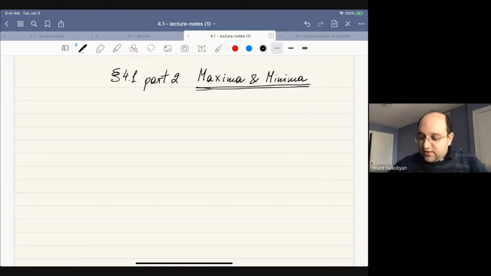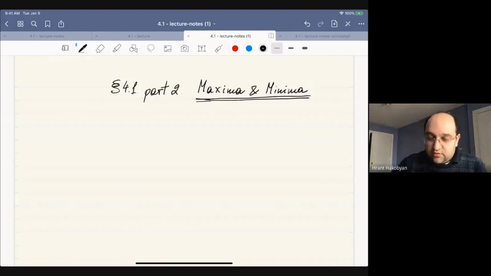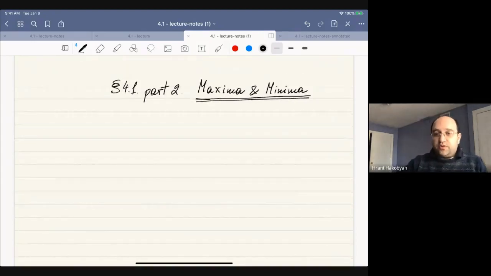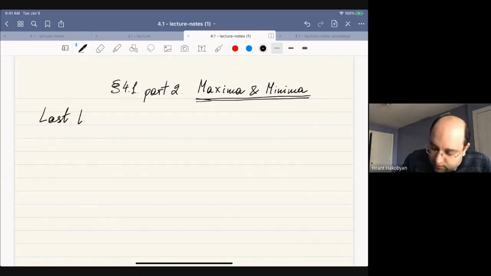Yes, okay. So today we're going to continue with section 4.2. Last time we talked about finding the intervals where the function was increasing or decreasing. So let me just remind you of things. Last time we talked about the intervals where the function increases and decreases.